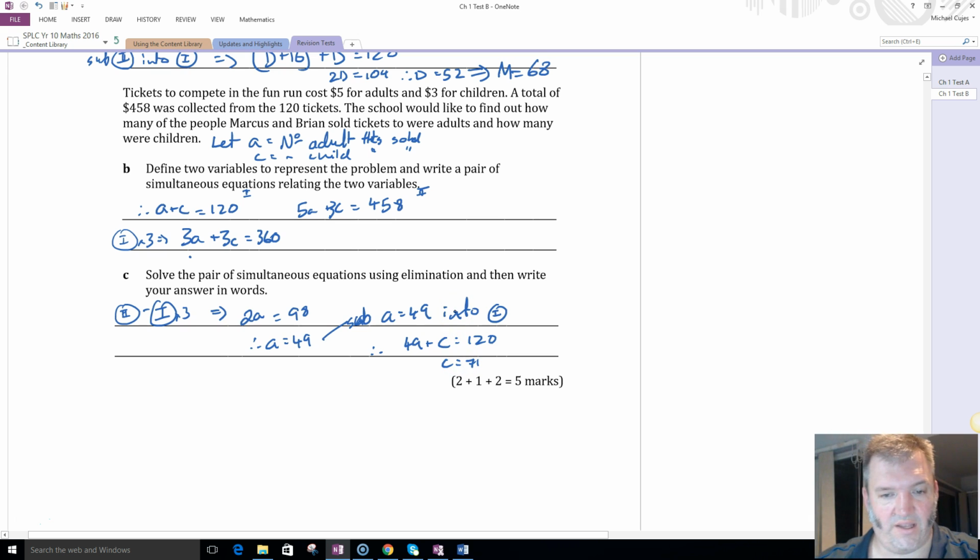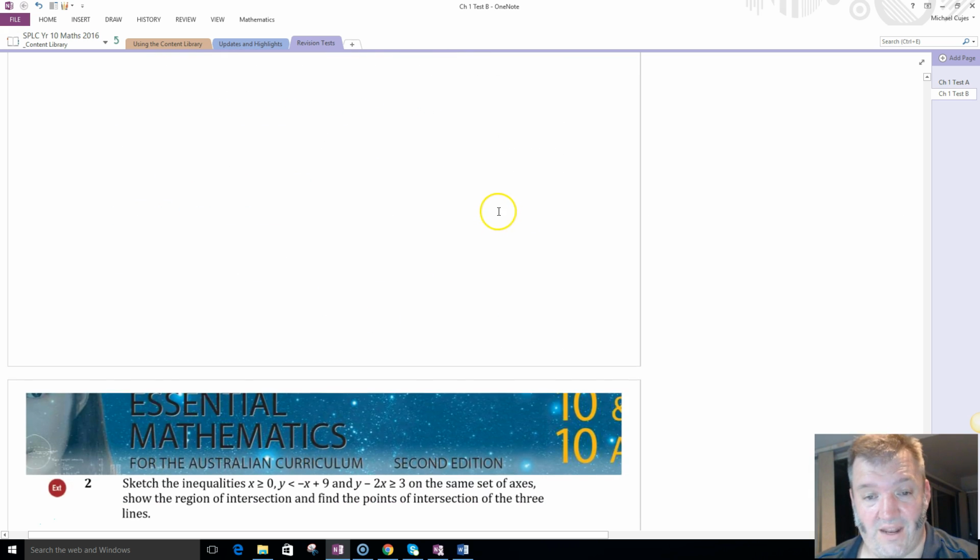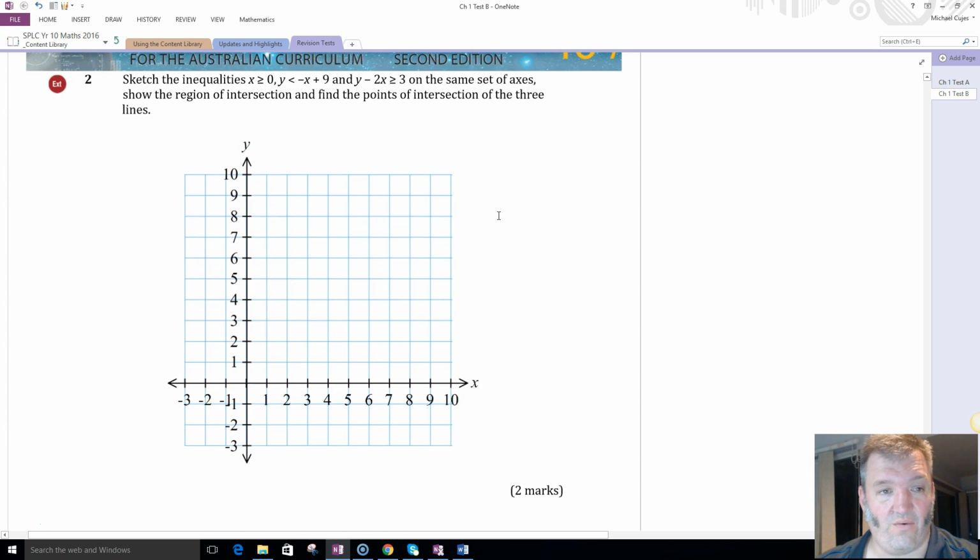You can always check it in the other one. 5 times 49 is 245, 3 times 71 is 213. So 245 plus 213 is 445 plus 13, 55, 56, 57, 58. Made it, got it, done. One to go. Awesome stuff.